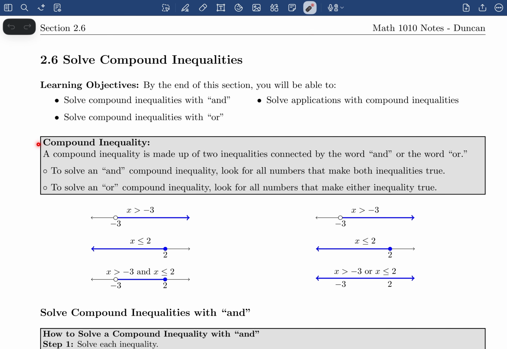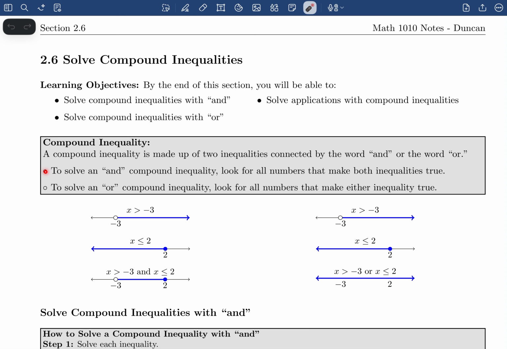What is a compound inequality? A compound inequality is made up of two inequalities connected by the word and or the word or. All right, so we've got two options. We've got two inequalities with and between them or or between them. So how are those two different?